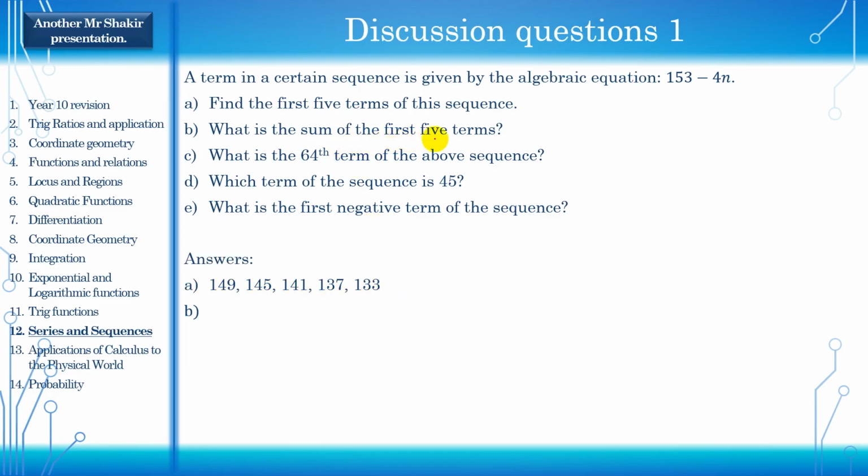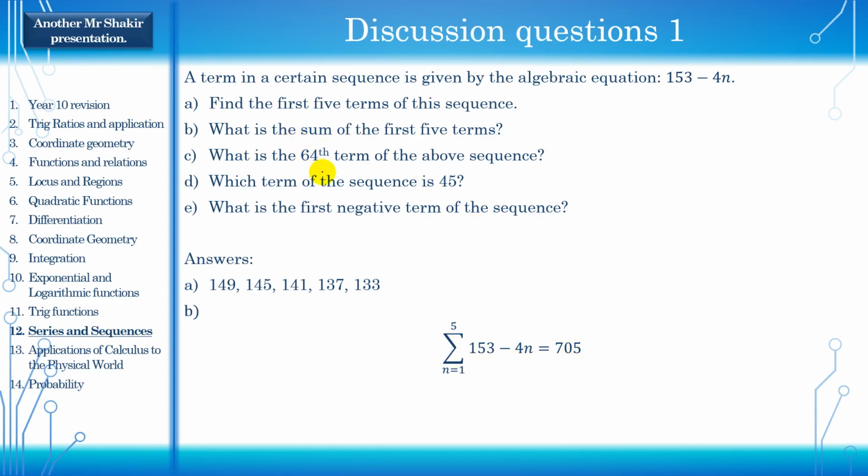Now what is the sum of the first 5 terms? Just add all of these together: 149 plus 145, and so on. With a calculator, easy. In notation, we'd write it like this: from n is equal to 1 to 5. You substitute 1 by 1, and the answer will be 705.